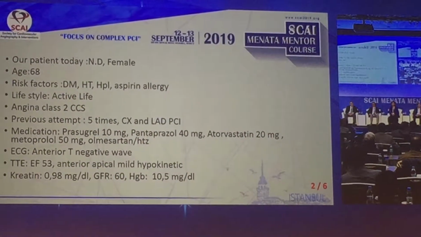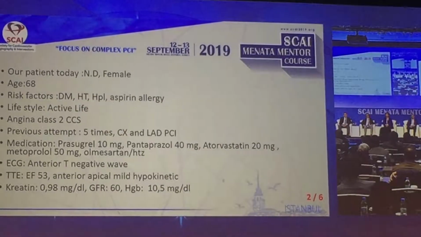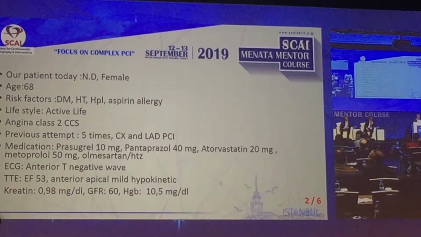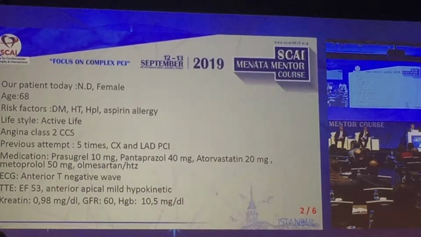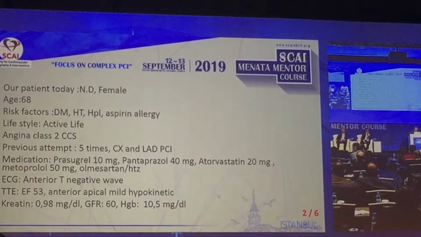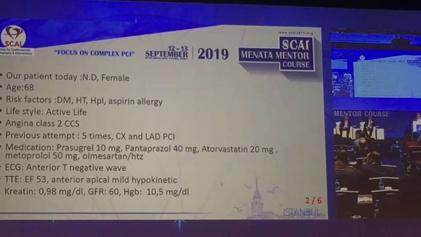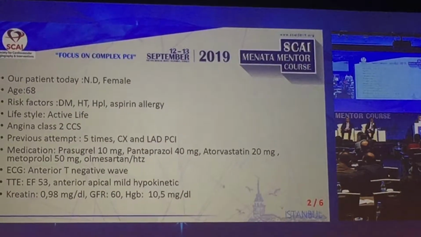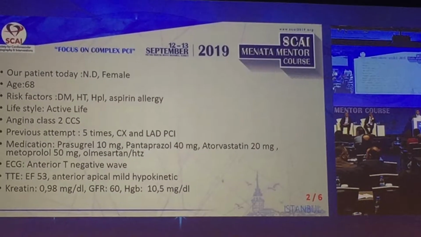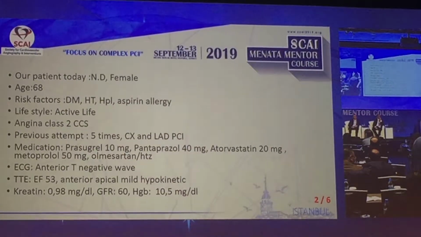Risk factors: diabetes mellitus, hypertension, hyperlipidemia, and there is aspirin allergy in his medical history. Lifestyle is active. There is angina class 2. There were 5 previous PCI attempts for the circumflex and for the LAD. Medication is prazosin, pantoprazole, atorvastatin, metoprolol, and olmesartan. In investigation, there is anterior negative T wave in ECG, and EF is good in echo, but there is anterior apical mild hypokinesis. Laboratory tests are good, with creatinine 1 and hemogram 10.5.